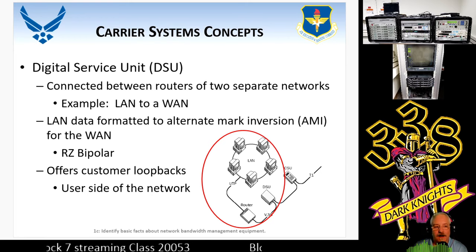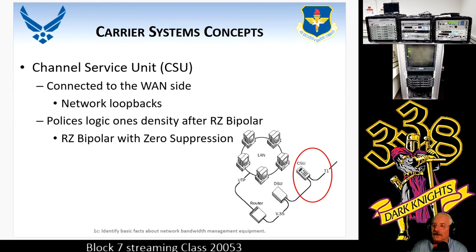For example, if I called out and said my internet is not working, they would say, hang on, let me double check something. What they're doing is using that DSU to check your side first, because it doesn't make any sense to send a technician out to look at my side when it's actually their side. Well, how do they know if it's their side? Well, the channel service unit. This one does network loopbacks.